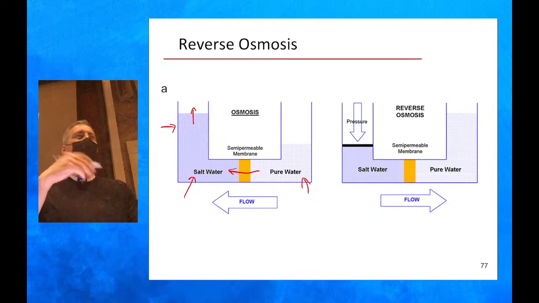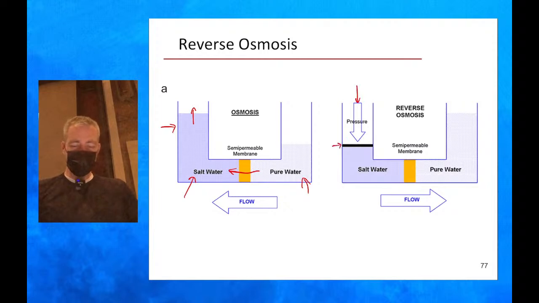Well, let's say we take this system and we push on this side. We add a piston there and we push it down. What you can do is actually force pure water back through the membrane, and then the salt just gets very concentrated. This process is called reverse osmosis. It's just osmosis, but forced under pressure to go in the reverse direction.